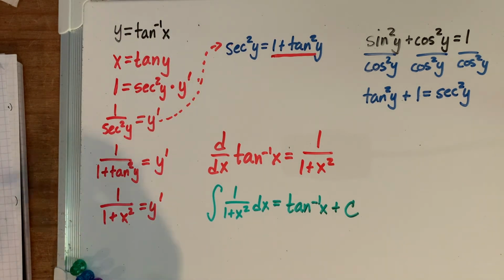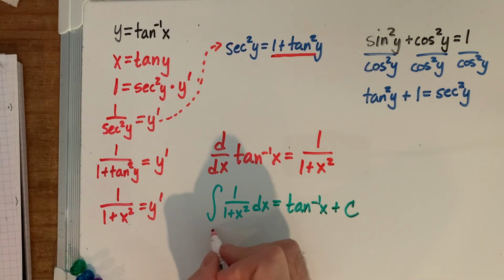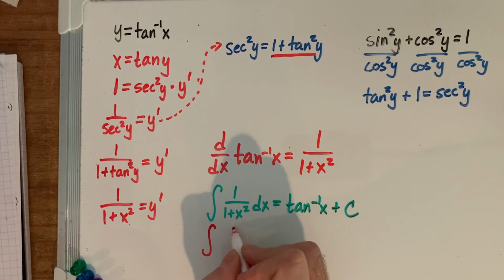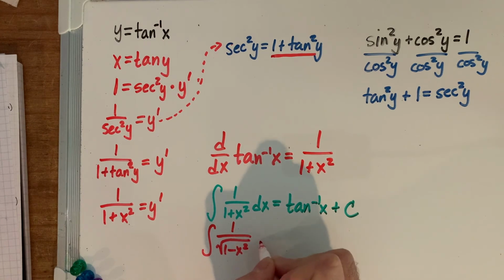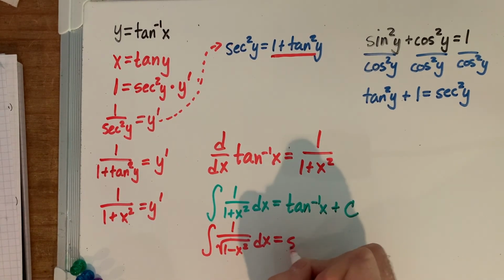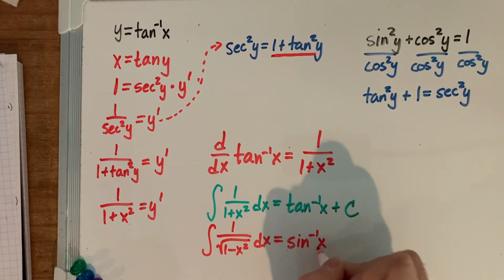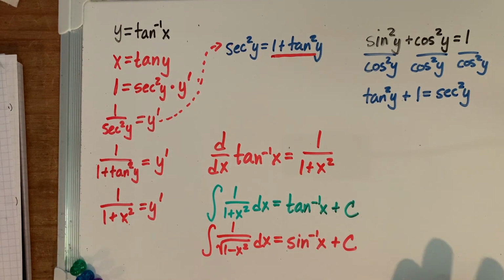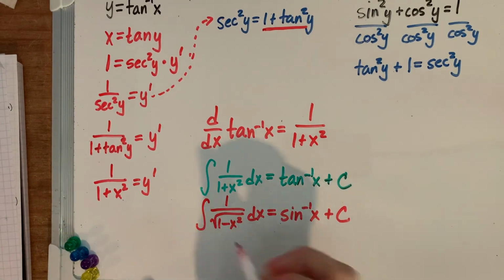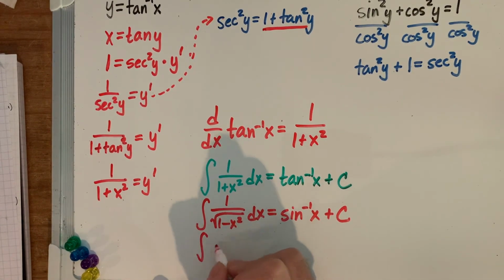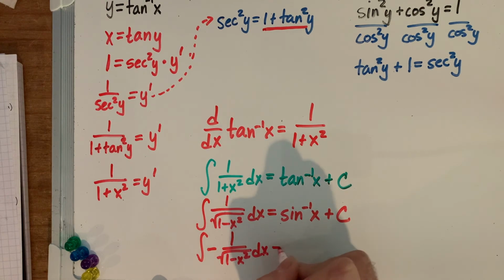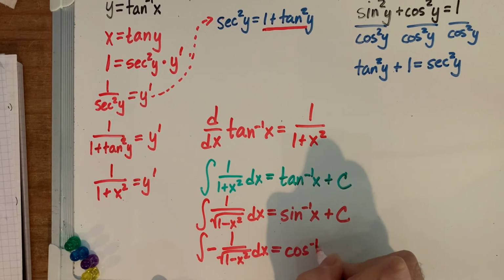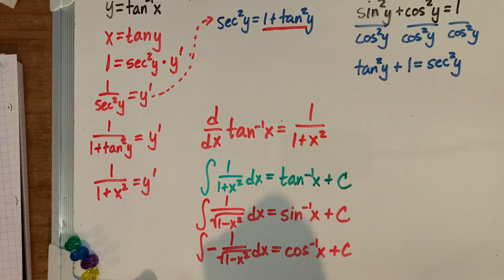Okay. And similarly with the inverse sine and cosine, if I take the integral of 1 over the square root of 1 minus x squared, that's going to be inverse sine. And finally, if I take the integral of negative 1 over the square root of 1 minus x squared, that's going to give me inverse cosine. Don't forget the plus c.